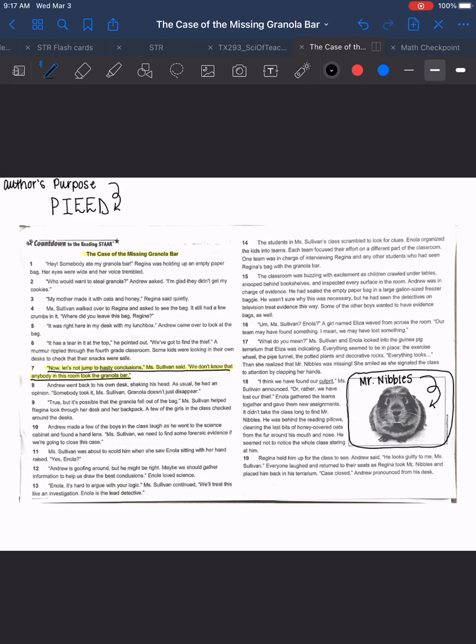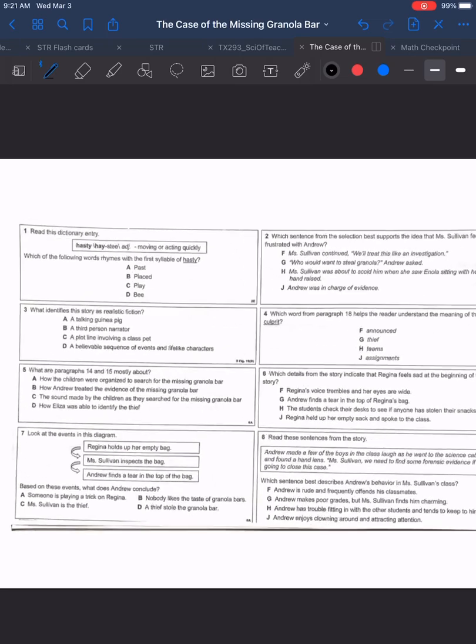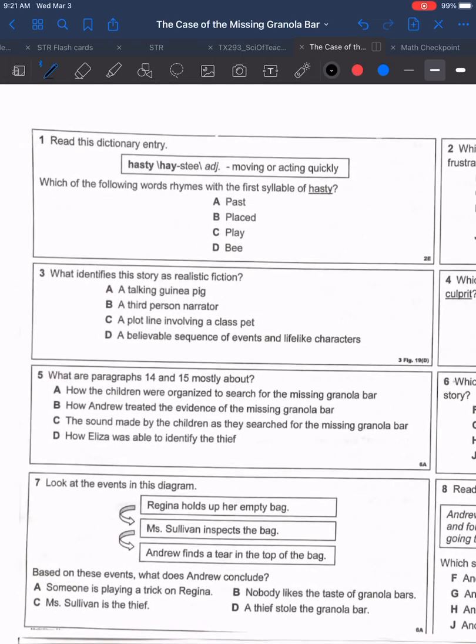So let's go ahead and get started on looking at the questions. I know that right now this side of the passage doesn't have a whole lot going on, but at the end we're going to notice a huge difference. So let's go ahead and start with number 1. Read this dictionary entry. Hasty, adjective, moving or acting quickly. Which of the following words rhymes with the first syllable of hasty?